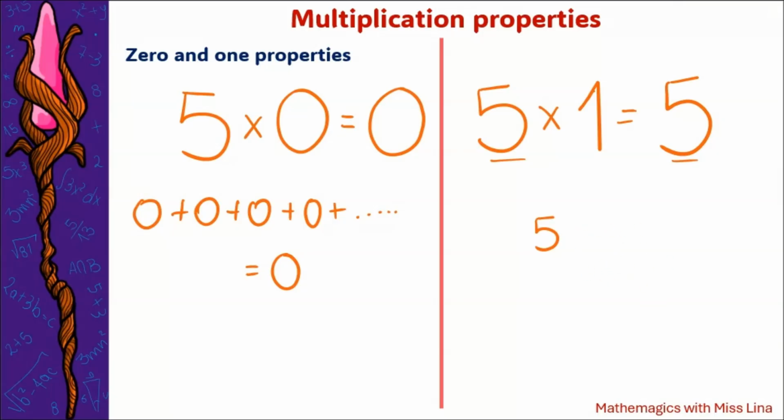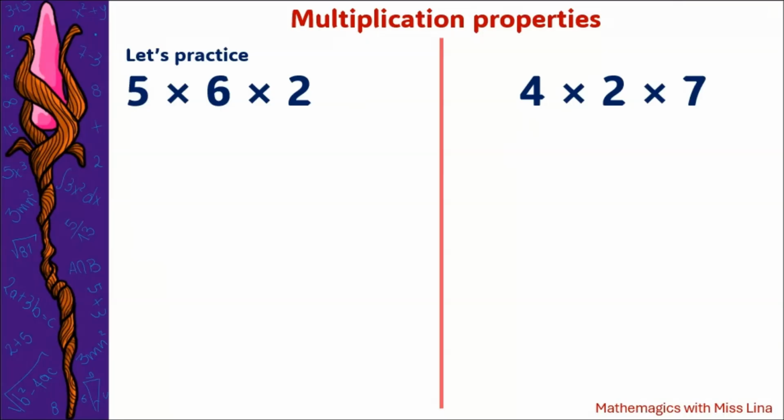Okay guys, time for practice. Let's practice with the associative rule. Try to do the two different associations with these multiplications and come back to check the results.